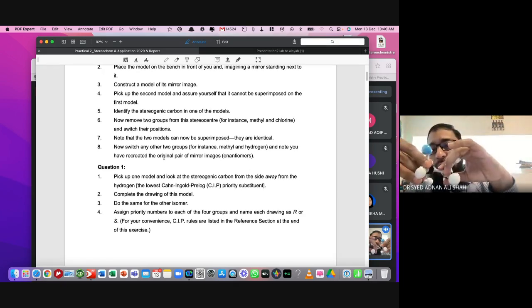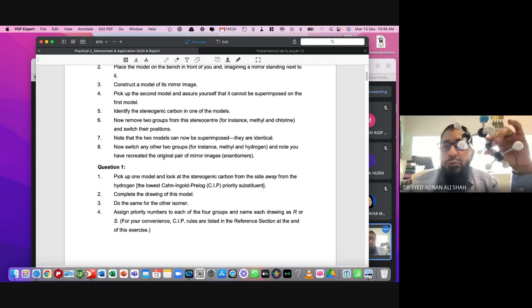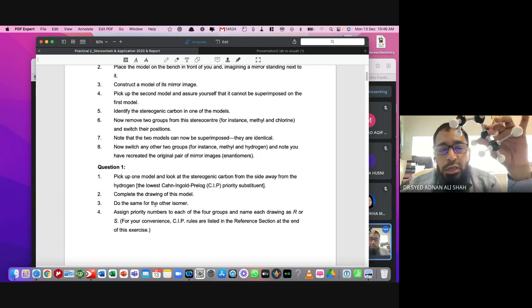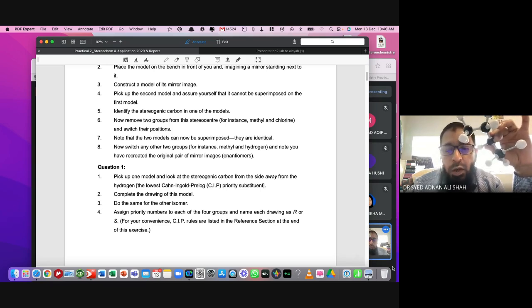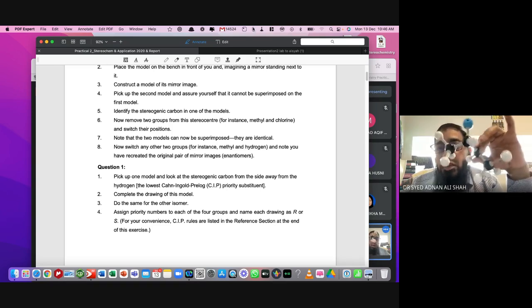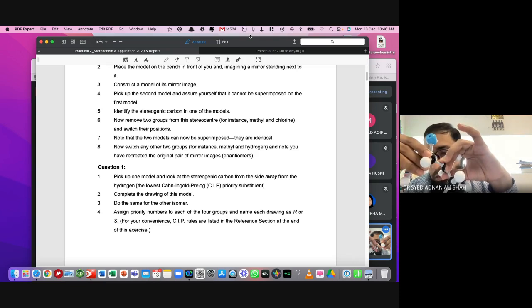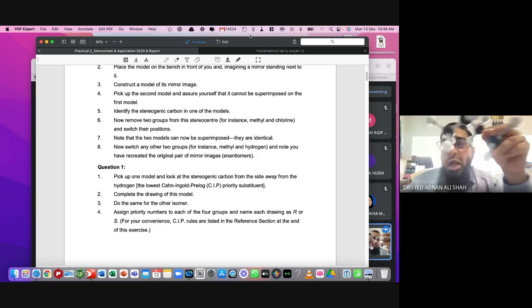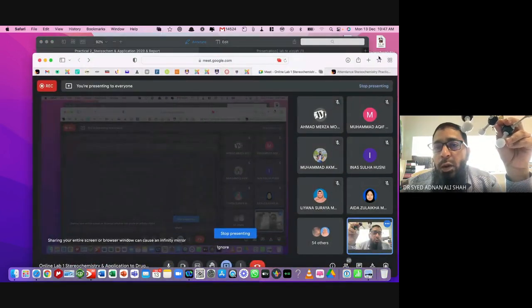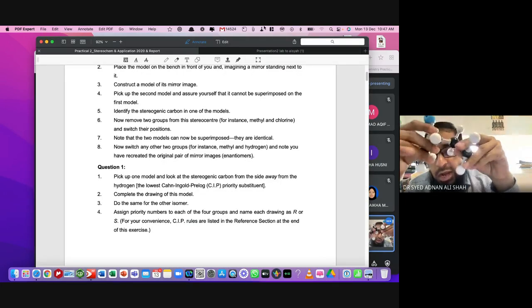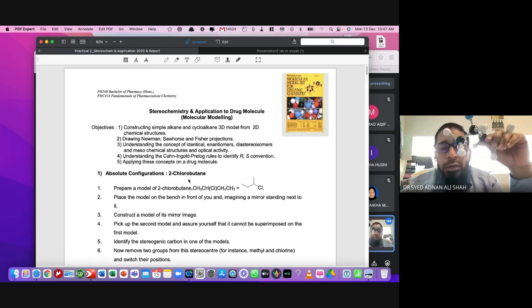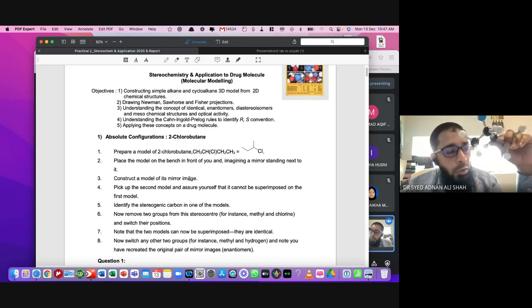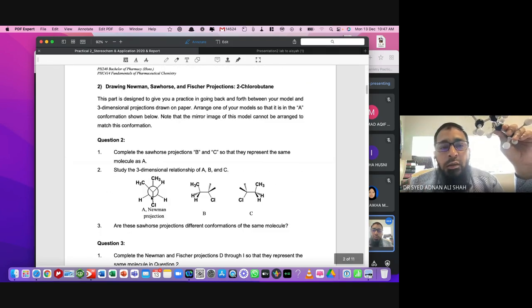So this one is a stereogenic center. The first question is that you have to complete the drawing, and then you have to assign the stereochemistry of this stereogenic center. I have shown you this one example, which is the S isomer, S-2-chlorobutane, right?